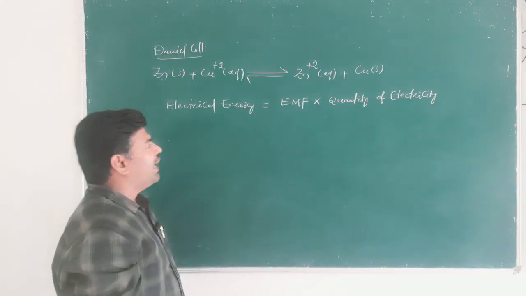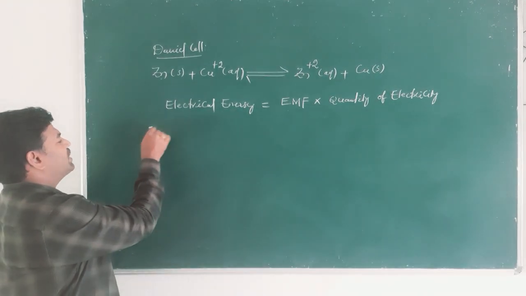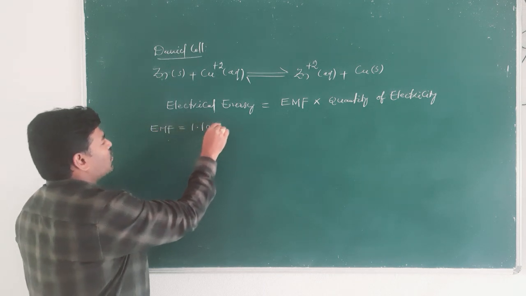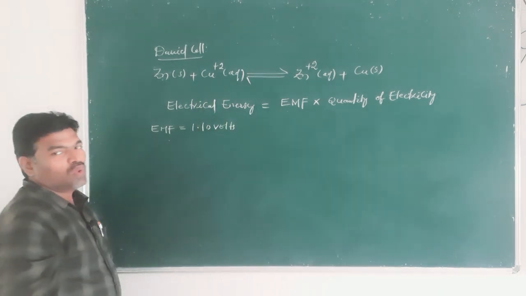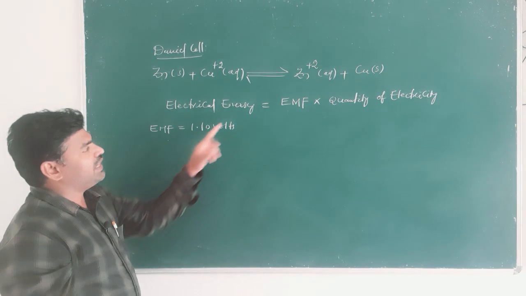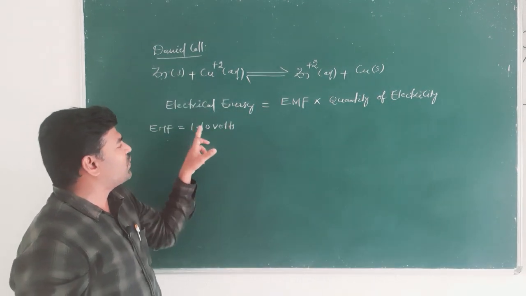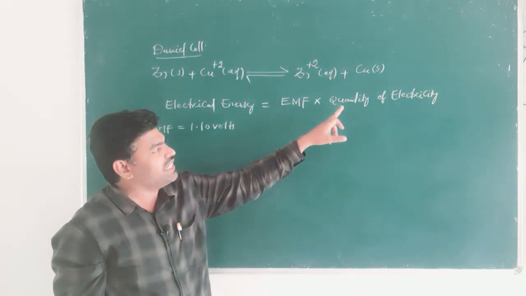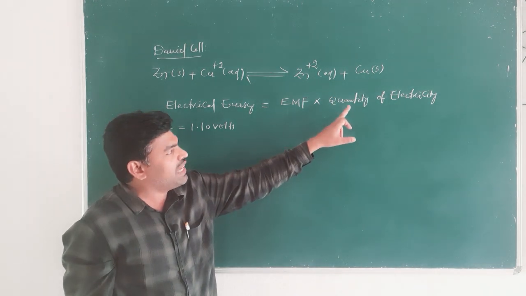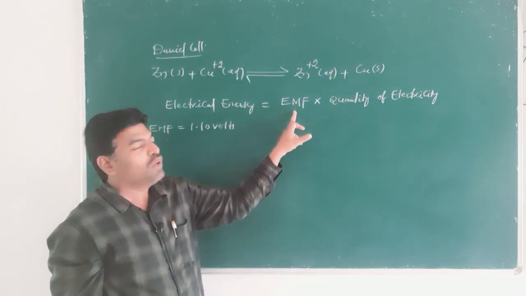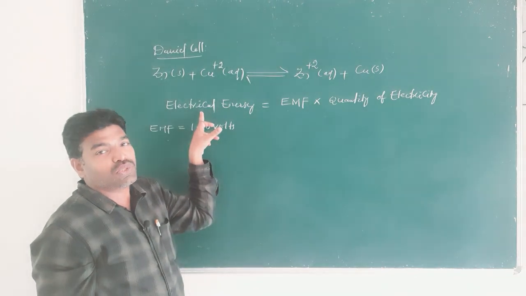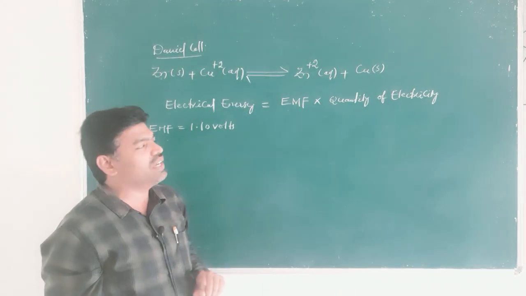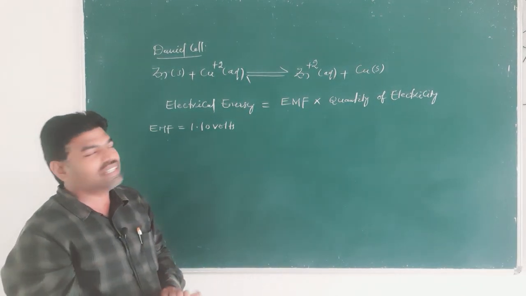According to this formula, the EMF of the Daniell cell is 1.10 volts. And what is the quantity of electricity? If we know the quantity of electricity and multiply it with the EMF, we get the electrical energy that is produced in the Daniell cell. So let us calculate the quantity of electricity.